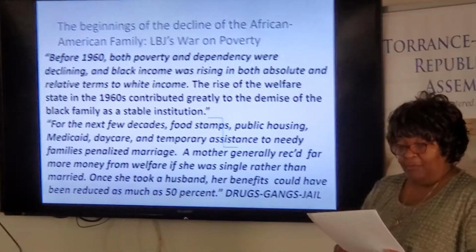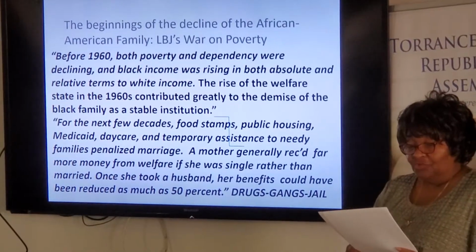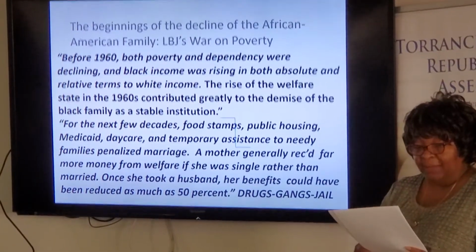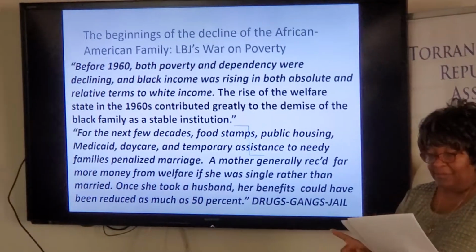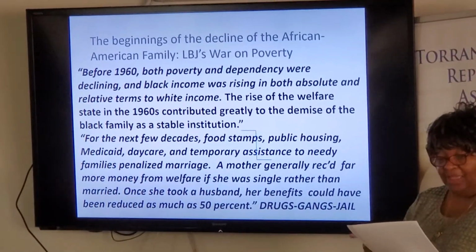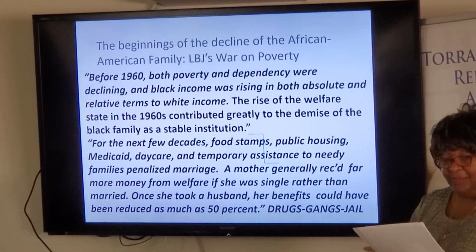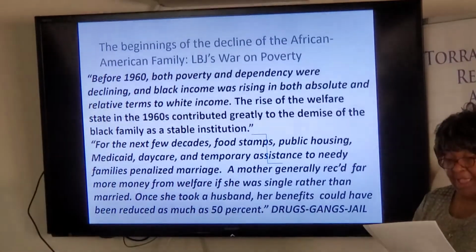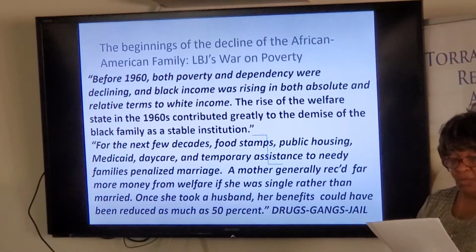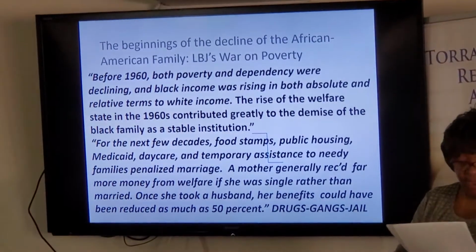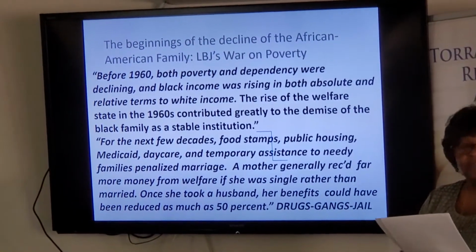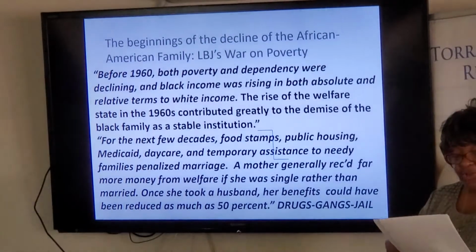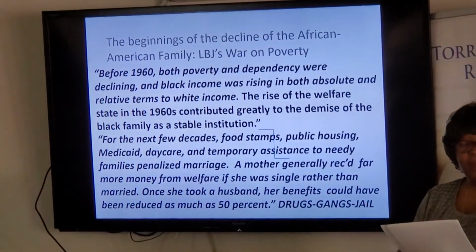The rise of the welfare state in the 1960s contributed greatly to the demise of the black family as a stable institution. For the next few decades, food stamps, public housing, Medicare, daycare, and temporary assistance to needy families penalized marriages. A mother generally received more money from welfare if she was single than if she was married. Once she took a husband, her benefits could be reduced as much as 50%. At that period of time, you had gangs, drugs, and jail that came in.